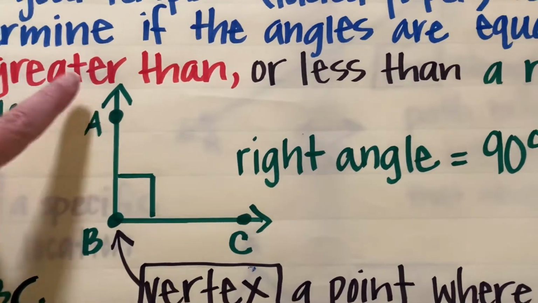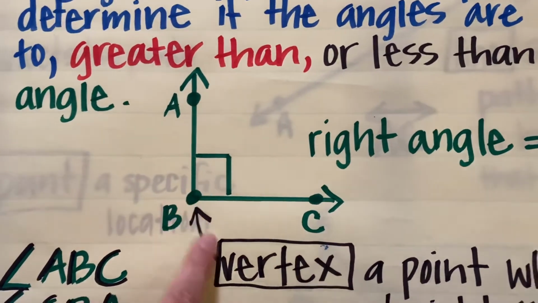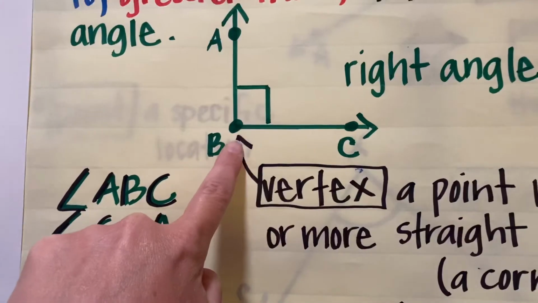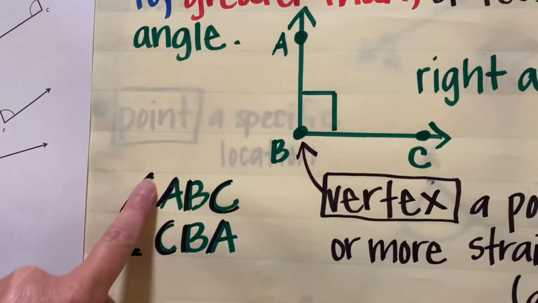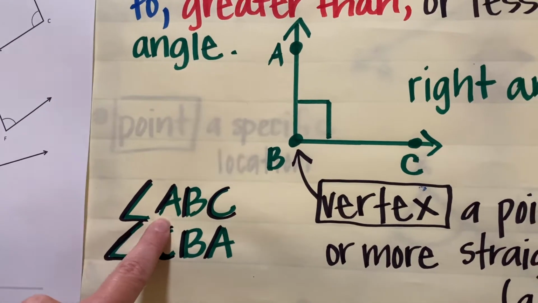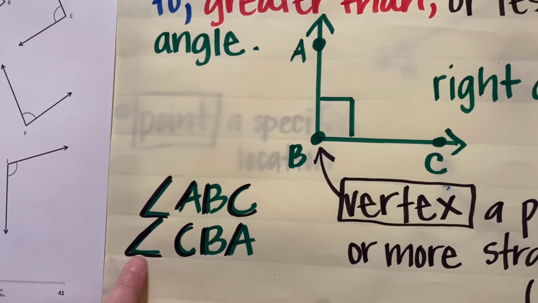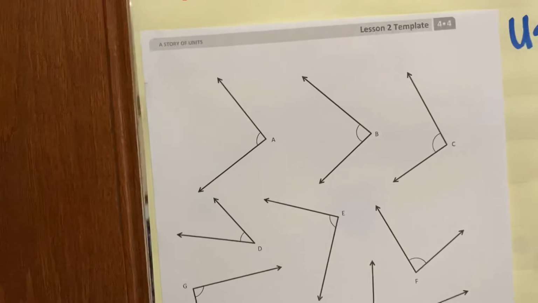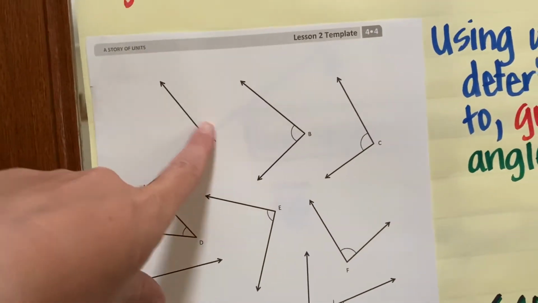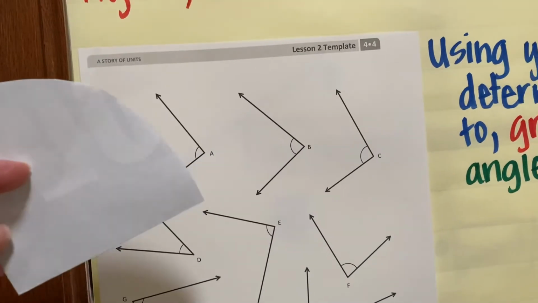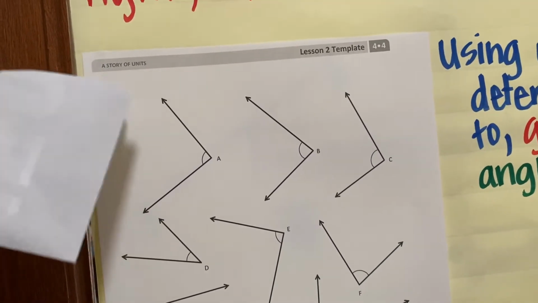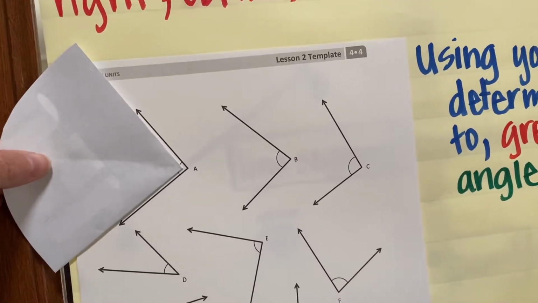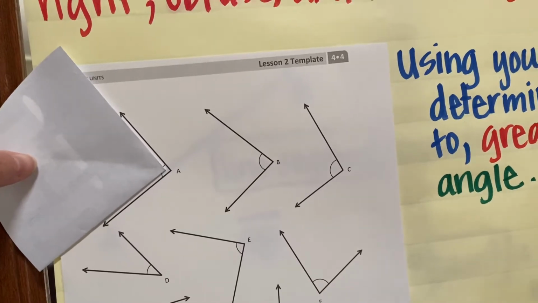Remember that where our two rays line up and meet in the middle is our vertex, a point where two or more straight lines meet. We can also call that a corner. And remember that we label it with the angle first, ABC, or we can go backwards, angle CBA. So we're going to be using our template to determine whether these angles are equal to our template, greater than our template, or less than our template. All we do is line up our template right into the vertex where both of our rays are coming out from.